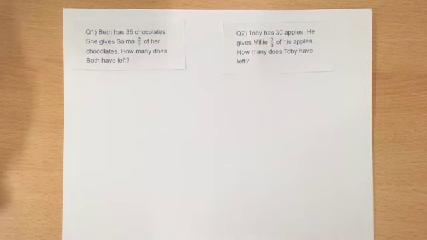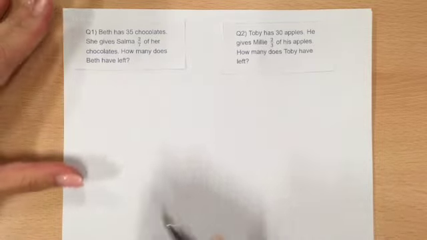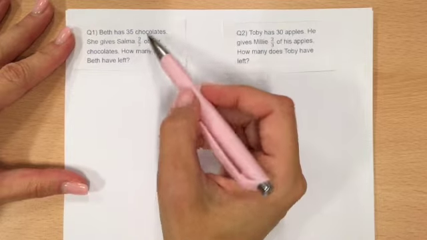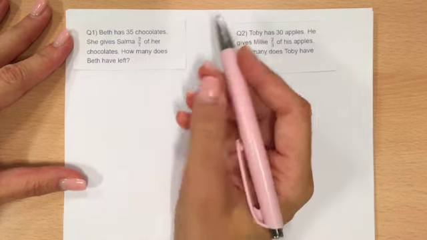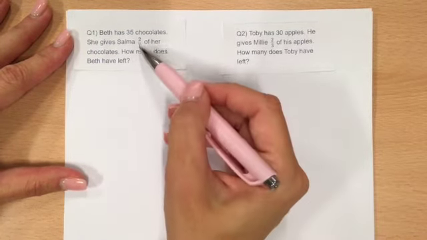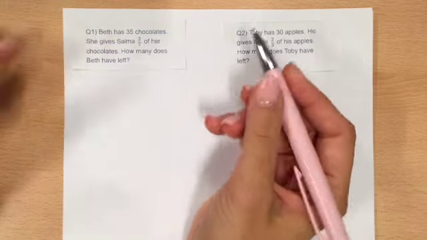So Beth has 35 chocolates. She gives Salma 2/7 of her chocolates. How many does Beth have left? If we're going to represent it, the key is to know what the fraction is out of. That's what the denominator is. So it's out of sevenths.